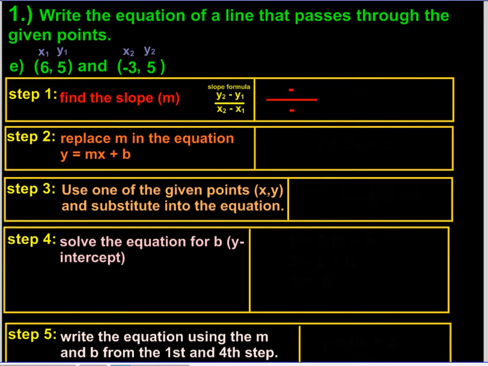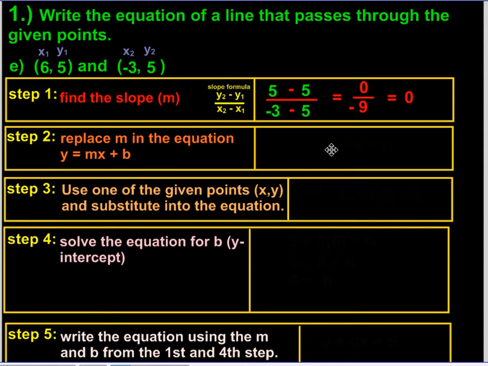Let's take a look at 1e. Again, same 6 steps. So my first goal is to find the slope of these 2 coordinates. So I take y2 minus y1. I take x2 minus x1. I work that out. I get 0 over -9, which equals 0.